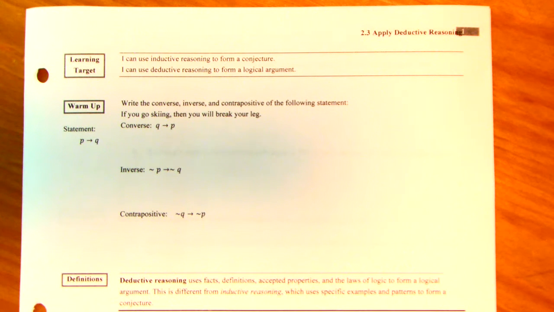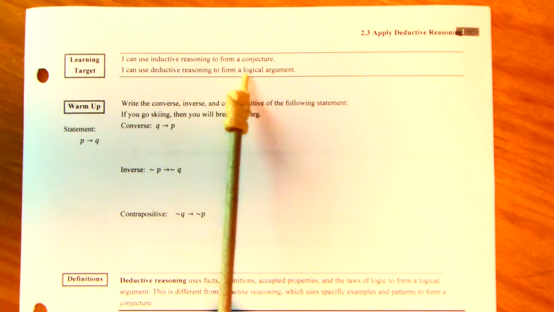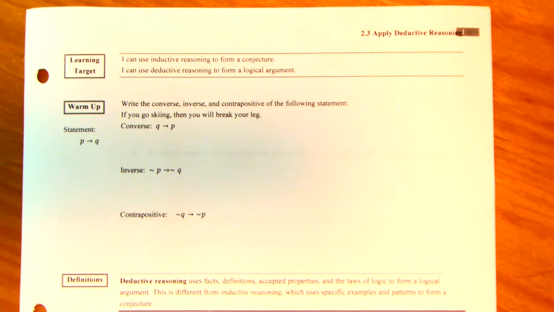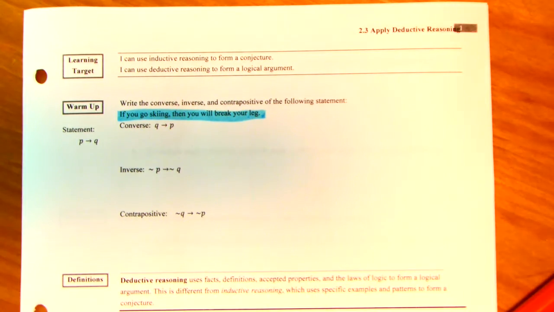Okay, so here we go. I can use inductive reasoning to form a conjecture, and I can use deductive reasoning to form a logical statement. So let's start with the warm-up. I'm going to go ahead and highlight my statements so I know what I'm working with here. This is just a reminder of what we did last class.